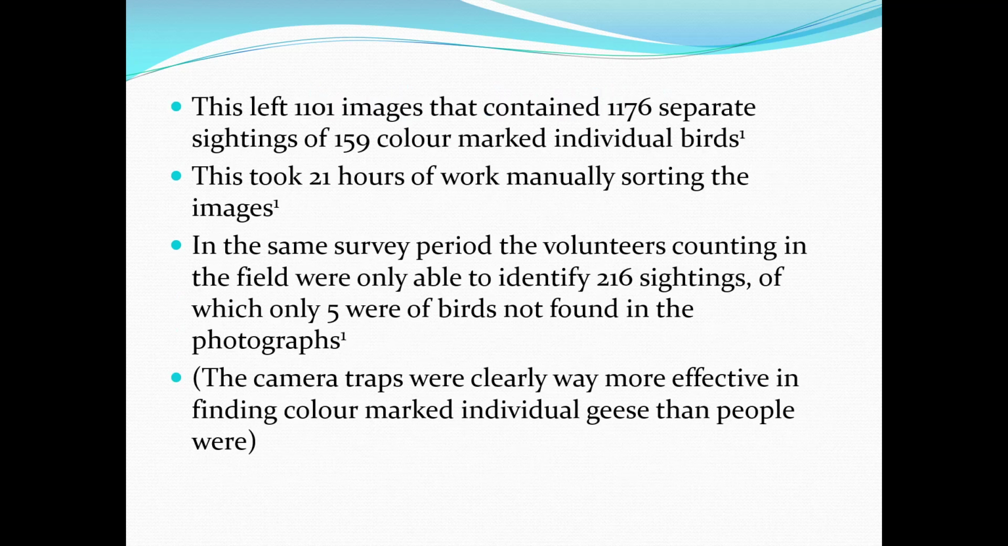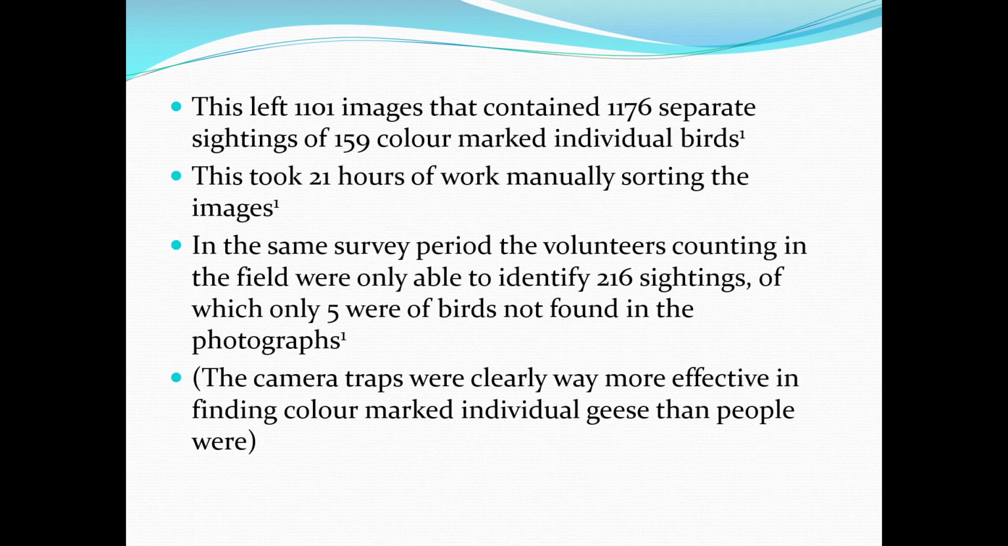So in the goose study, after they'd removed all of the other photos that weren't of any use, they were left with 1,101 images that contained 1,176 separate sightings of 159 colour marked individuals. Now this took 21 hours of work manually sorting the images. So to manually sort them is a huge commitment. Some projects now outsource that as a citizen science project to get people to sort them, or it can just be done in your team, and this group did it just themselves.